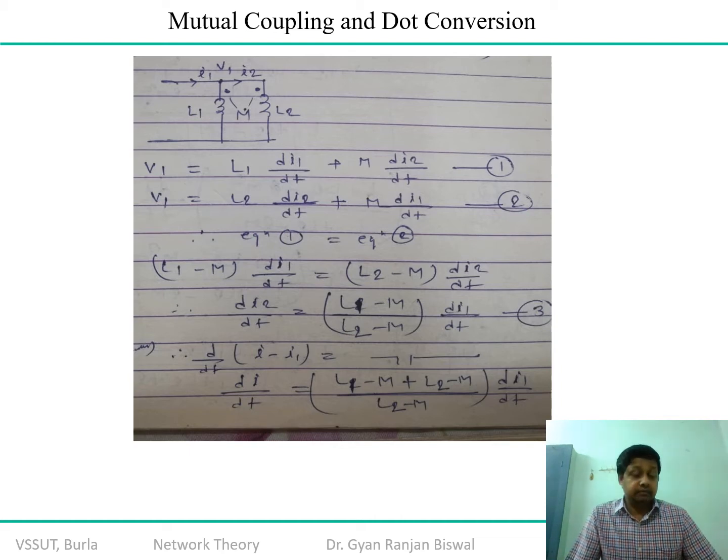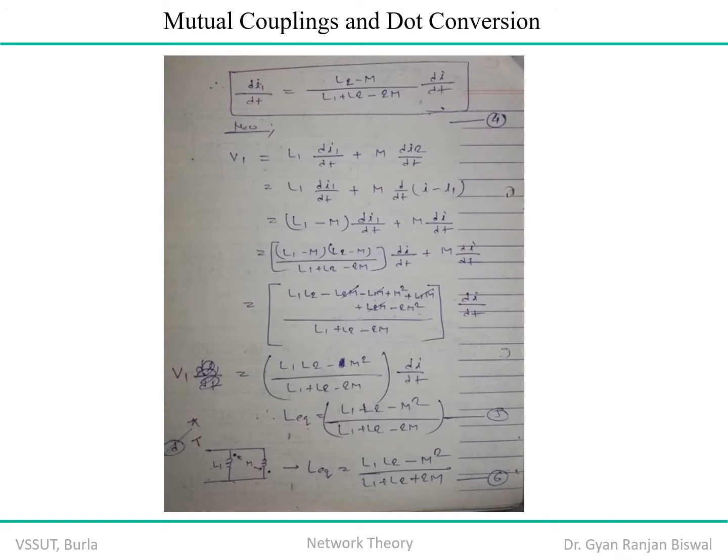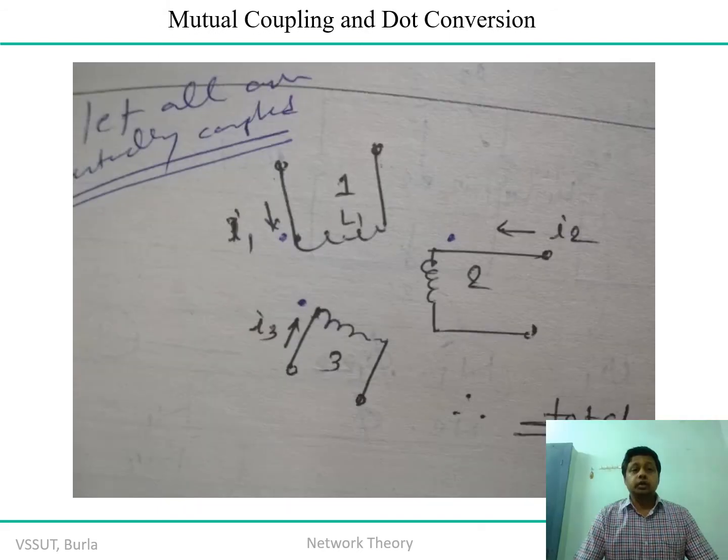And if the dots go in the same direction, then the denominator is reduced by the factor of twice of M. Therefore the L equivalent, when both dot conventions are in the same direction, is more than when the dot conventions are in the opposite direction. So that proves your justification. Continuing on the same lines, you can try this kind of combination and try to work out the problem.